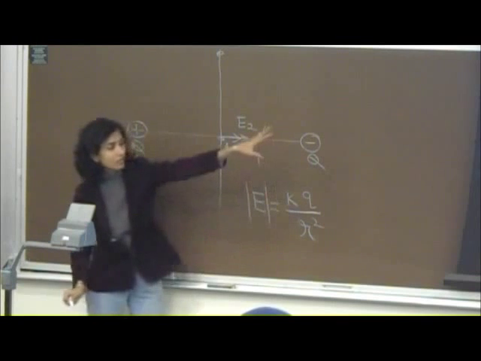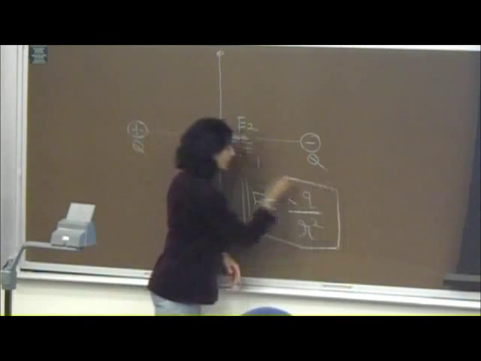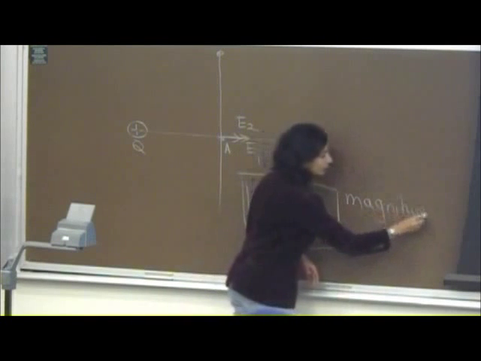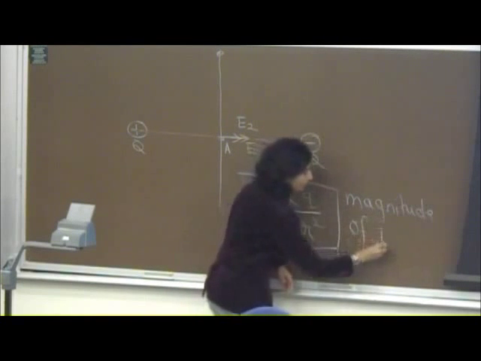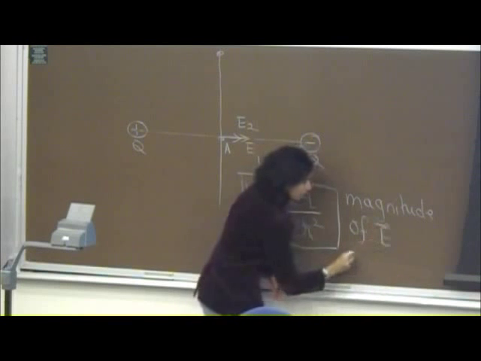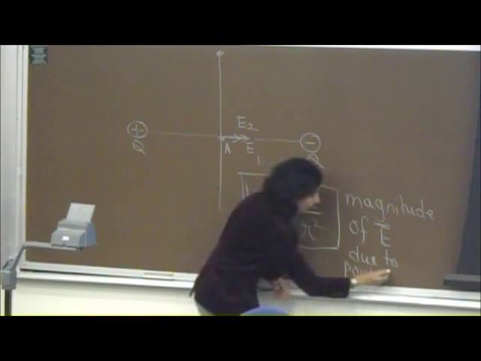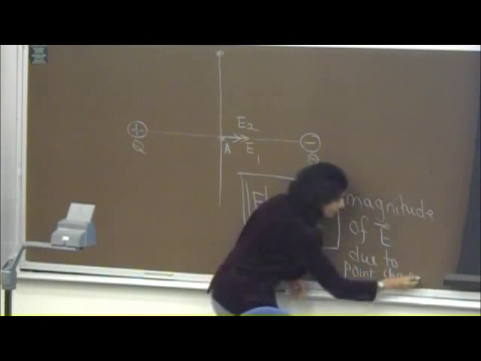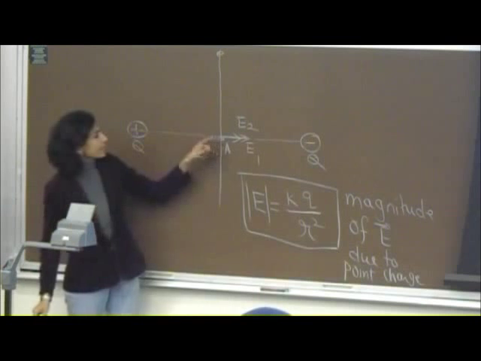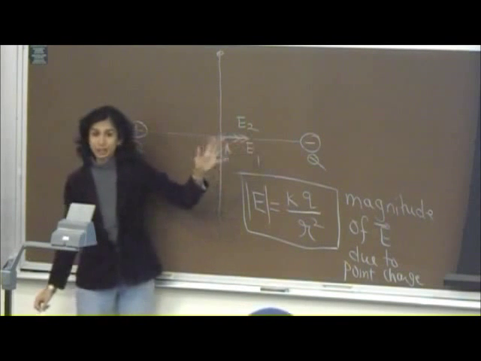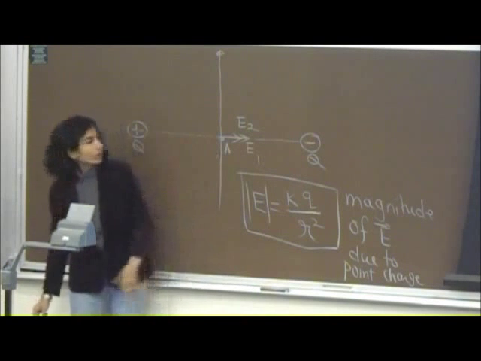Now, we have not been asked for the magnitude here. So this is the magnitude of electric field due to a point charge. Notice this is only true for a point charge. So you can see that both of these electric field directions are the same, so the net electric field will be that way. Is everybody okay with that?